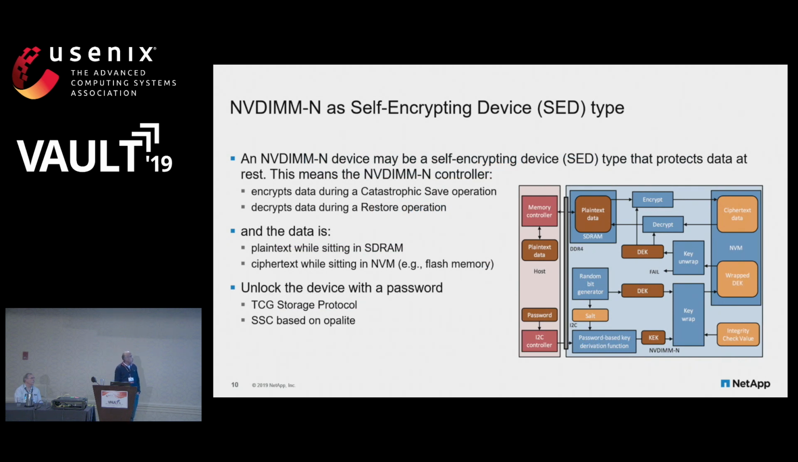So, what's involved in NVDIMM-N? The standardization approach is mainly taking this device as similar to how we operate with self-encrypting drives. That's the objective here. If we consider the NVDIMM-N device as a self-encrypting device, then what does it have to do? It has to encrypt the data during a catastrophic save operation. Catastrophic here means during a power fail operation. And then it has to decrypt the data during a restore operation.